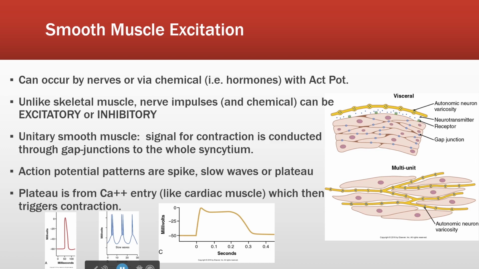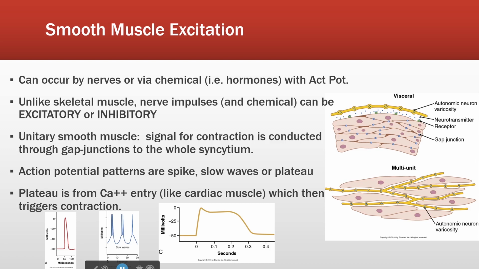The excitation can be either by nerves or by hormones. Unlike skeletal muscle, there's an up and a down. It can be excitatory or inhibitory. There's no inhibitory signal in skeletal muscle, right? It's only excitatory. But with smooth muscle, you can turn it up or you can turn it down. So there's inhibition and excitation.